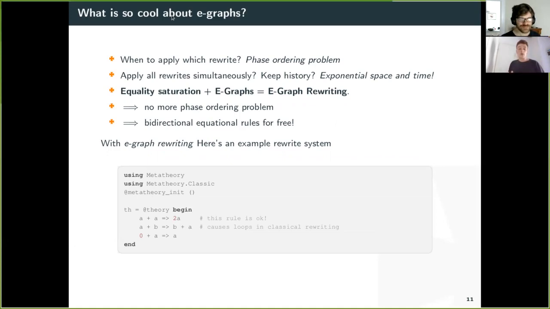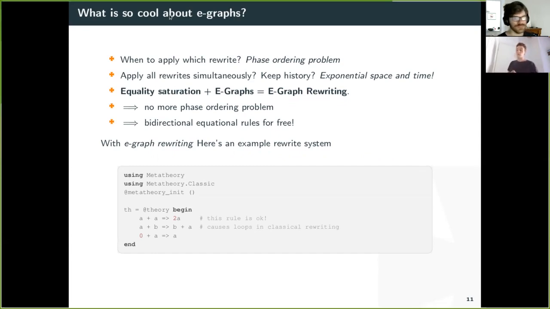And so how do we solve that? Do we apply all rewrites simultaneously? Do we keep the history of all the rewrites? That's going to require exponential space and exponential time. So it requires a lot of user reasoning to do this fast. How do we manage this? So if we take equality saturation and egraphs together, we get egraph rewriting, which is the cool, new, exciting technique. And it solves the phase ordering problem, and it gives you bidirectional equational rules for free because we solve the problem of having rewrite loops.